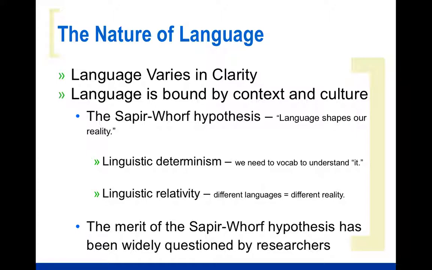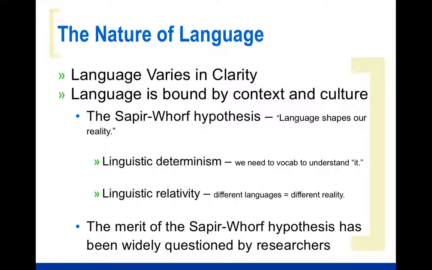Language shapes our reality. Linguistic determinism talks about how we need the vocabulary to understand things. If we don't have the words, if we don't have the way to describe it, if we don't have a way to say, oh, that's what this is, then we don't truly have the ability to understand what it is. We must have words, we must have language to understand anything. Linguistic relativity gets at the idea that different languages really do live in different realities.